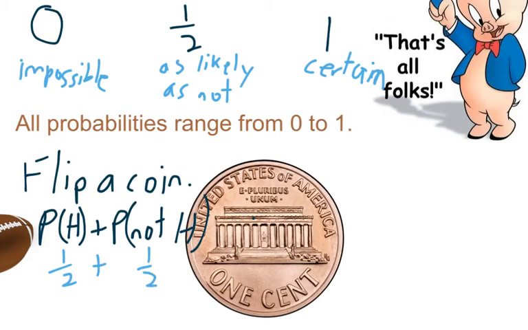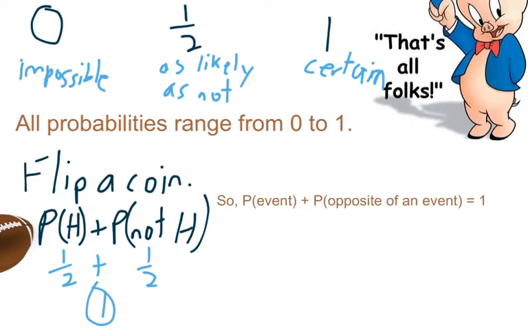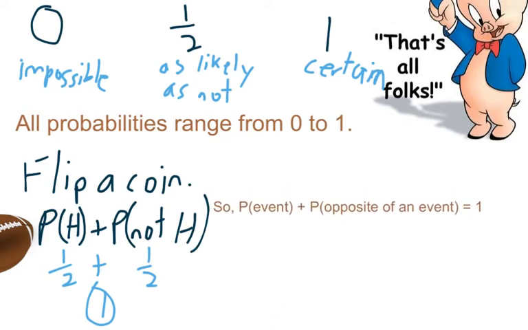So those add up to 1 whole. And this is always true. It doesn't matter what the event is. So the probability of an event plus the probability of the opposite of that event is always 1. And the opposite of the event, that's also called the complement.